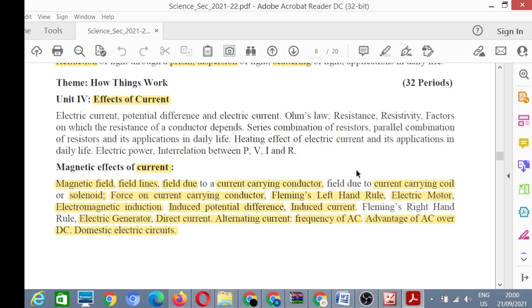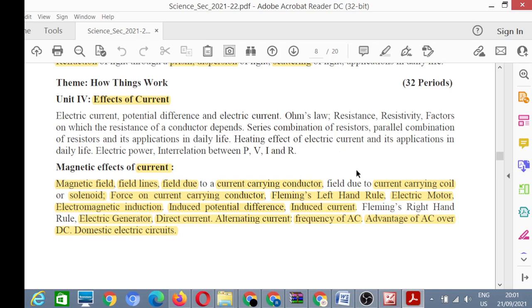So Fleming gave two rules, left hand and right hand. Then electric generator. Electric motor input energy is electricity, output is rotational energy. But in case of generator, it produces electricity, and we give rotational movement. So rotational movement is input in generator.